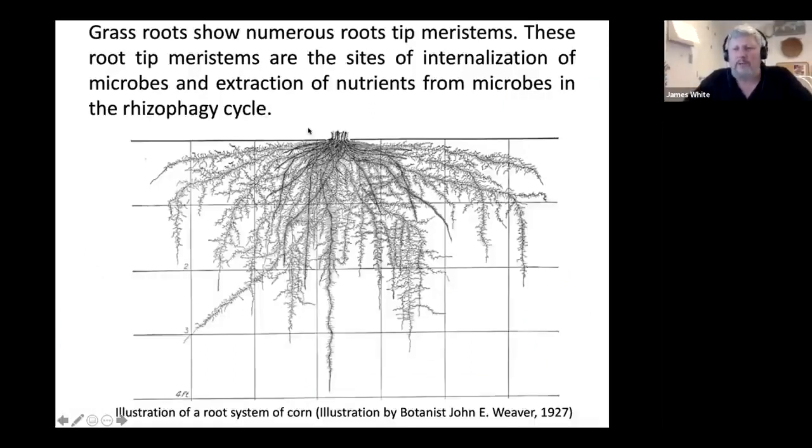Plants with more root tips would get more nutrients from the Rhizophagy cycle. And the reason for that is that the Rhizophagy cycle is a phenomenon of root tips. And the more root tips you have, the more nutrients plants can get from this process. And this is a grass root. Grasses in particular have a lot of root tips, a lot of root branching. And on all these many tips, the Rhizophagy cycle would be happening. So a grass plant like corn could be doing a lot of Rhizophagy cycle in those roots.